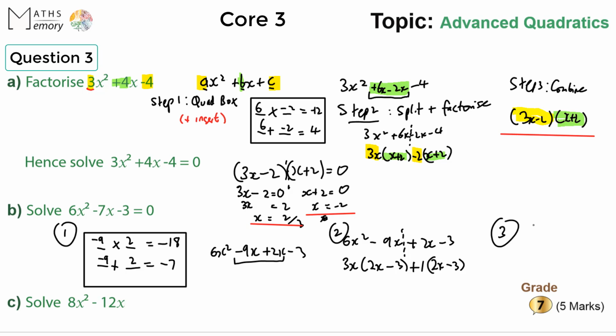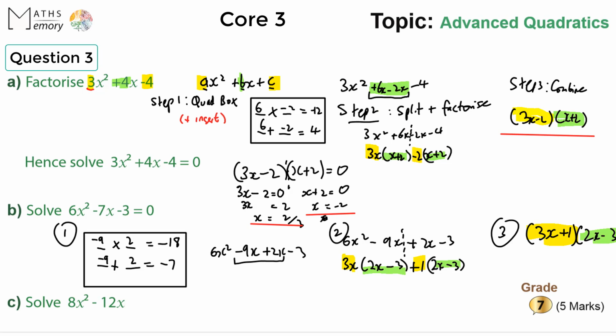Okay, so we're going to simply create a first bracket, 3x plus 1. We got that by looking at, obviously, the numbers in front of this, 3x plus 1. And the second one is the bracket we see in either one of those, which is 2x minus 3. So let's write that over here, 2x minus 3. Okay, and we're done. That's how you factorize that one over here.